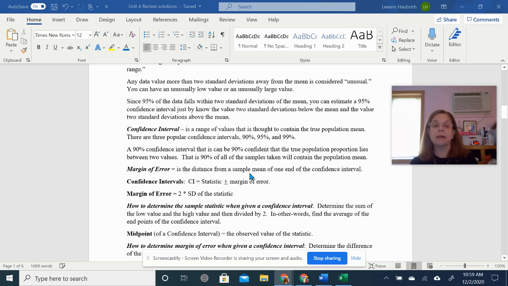A 90% confidence interval, I skipped one. Confidence interval, what it is by definition. It is a range of values that is thought to contain the true population value, the true population mean. And there are 3 popular ones, 90%, 95%, and 99%. When you're doing a survey, it's unrealistic to survey billions of people.